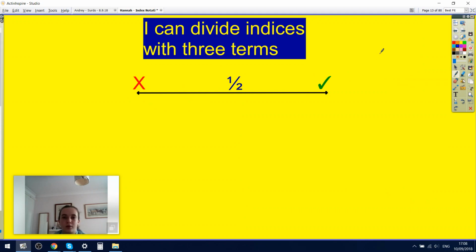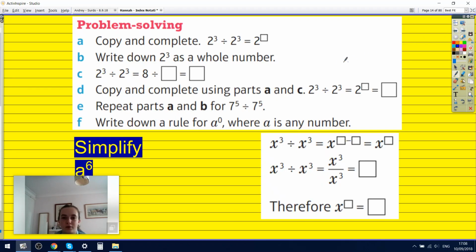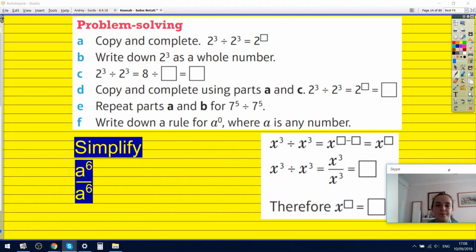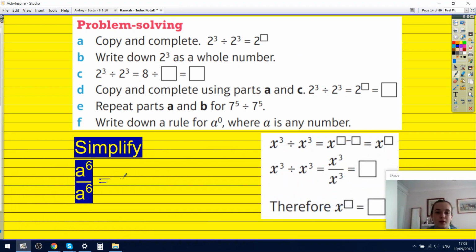Okay, I can divide indices with 3 terms. What would you give yourself? The middle. A half, or in between a half and a tick, do you mean? Yeah, in between those 2. Oh, okay. Like 3/4 maybe. Yeah. What would this one here be, this blue one?